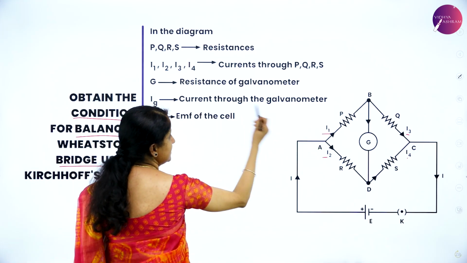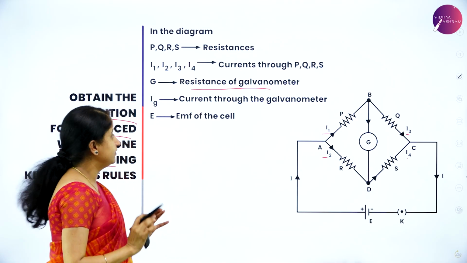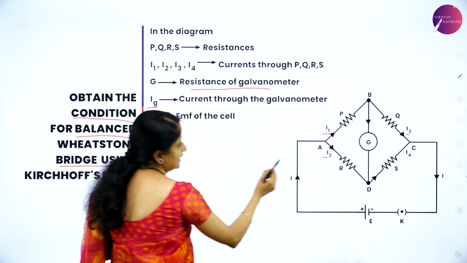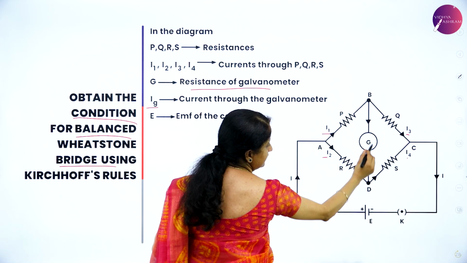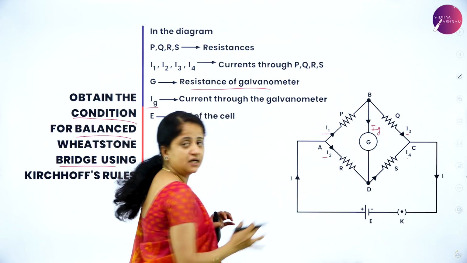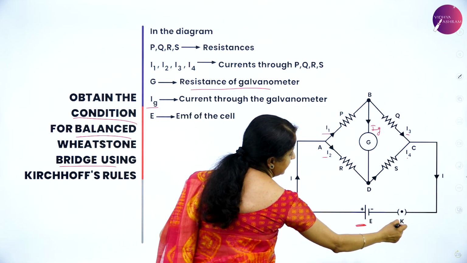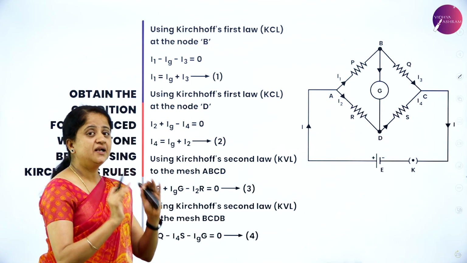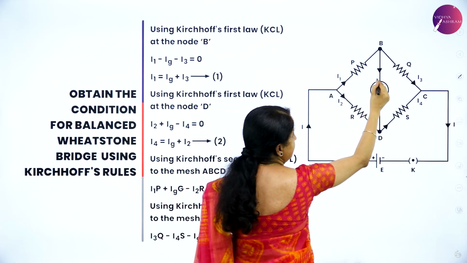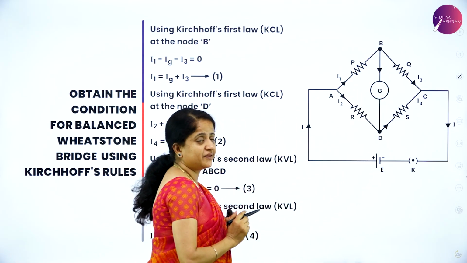What is G here? G is nothing but the resistance of the galvanometer. IG is the current which flows across the galvanometer, E is the EMF of a cell, and K is the key. Now let us understand, the galvanometer is connected between two ends, B and D.